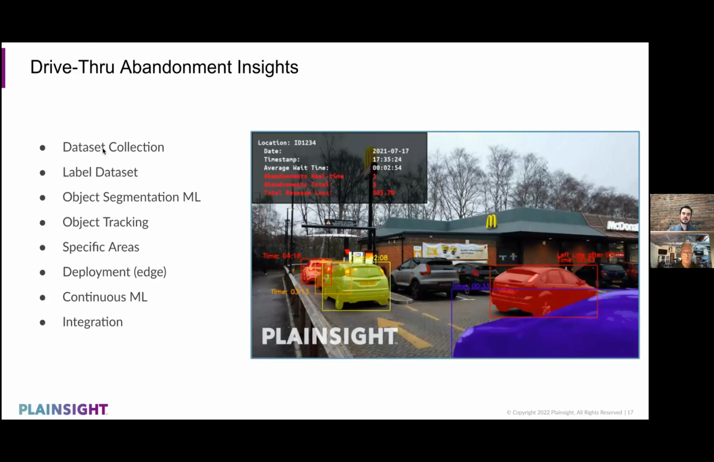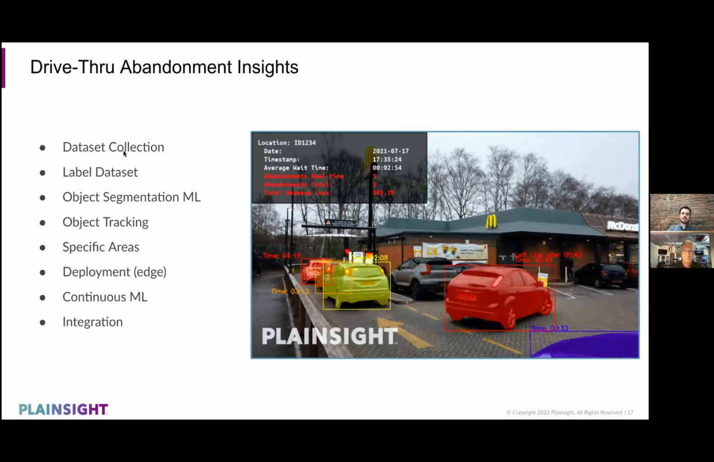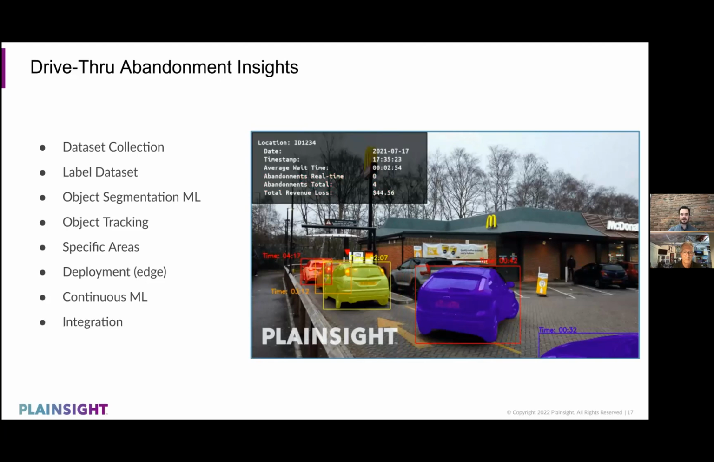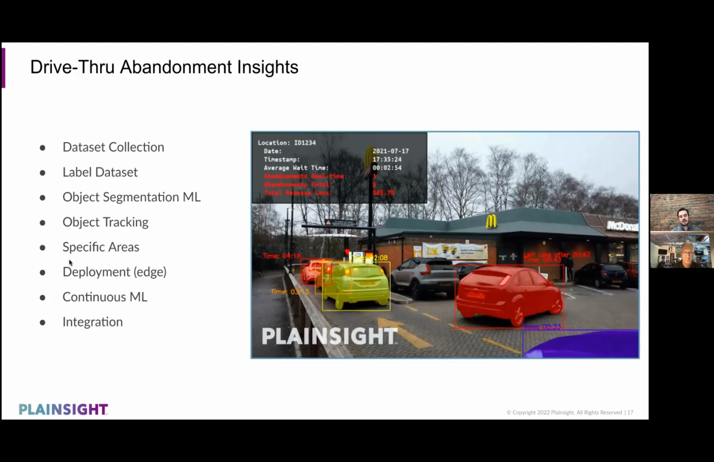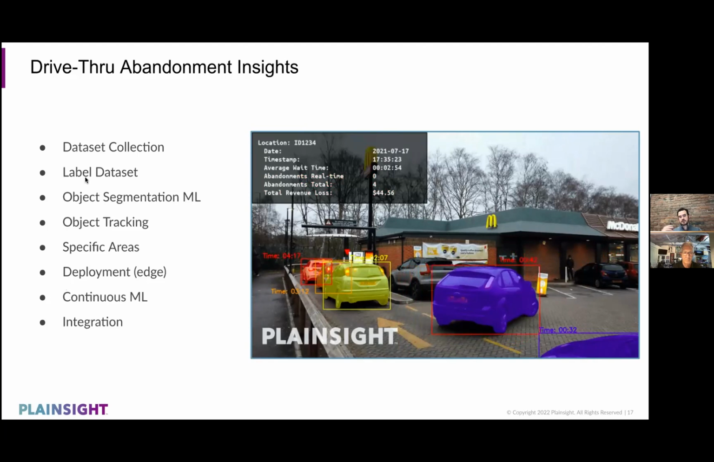So we went through all these steps of collecting the data, labeling the data set, doing object segmentation with a machine learning model, object tracking only in a specific area, and then deploying it down to, in this case, probably an edge device running with that camera. We can gain these insights. And then we often want to do something called continuous machine learning.